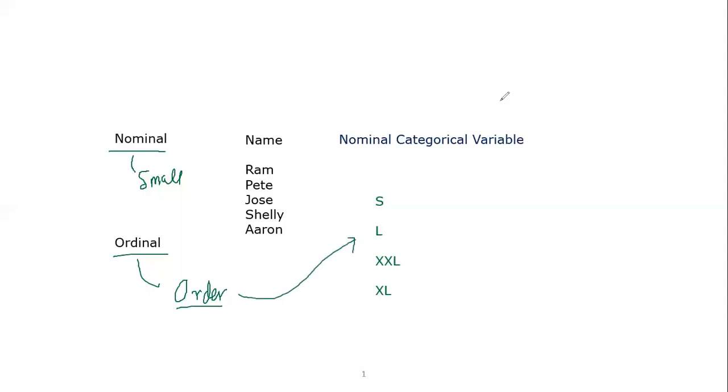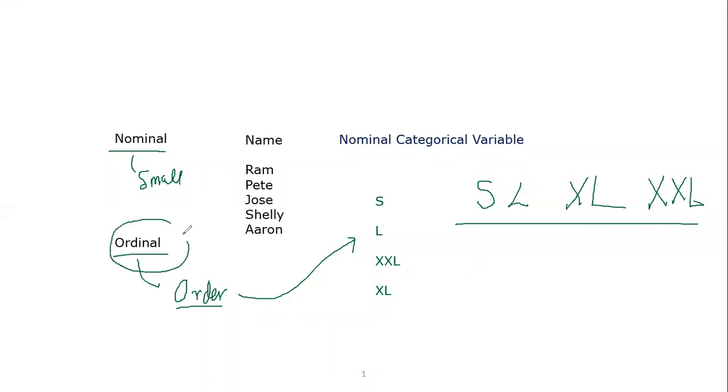You all do, isn't it? The moment you notice an order, for example, small, and then large, and then extra large, and then extra, extra large, right? You do see an order. Such a variable is known as an ordinal categorical variable.